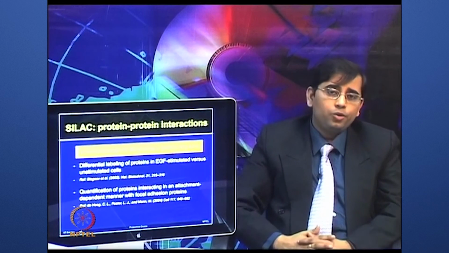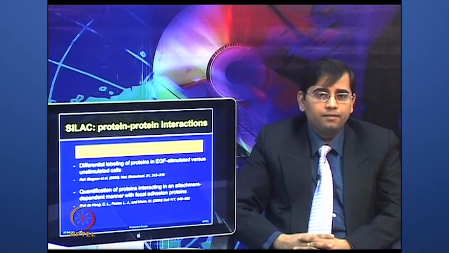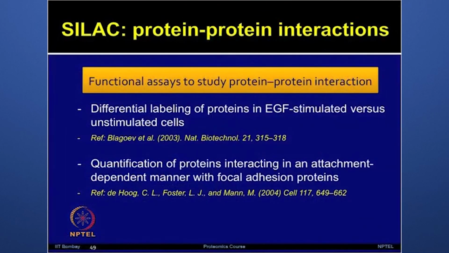SILAC has also been used for functional assays to study protein-protein interactions. A study by Blagoev et al. used the differential labeling of proteins in EGF stimulated versus unstimulated cells. A study by de Hoog et al. did quantification of proteins interacting in an attachment dependent manner with focal adhesion proteins. These are just a few examples of studying the functional assays and performing protein interactions using SILAC.